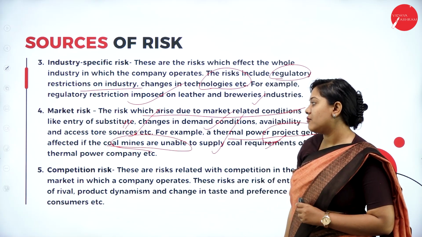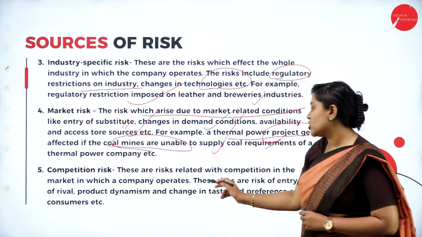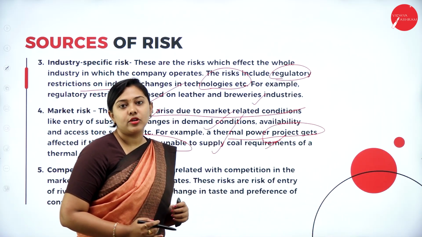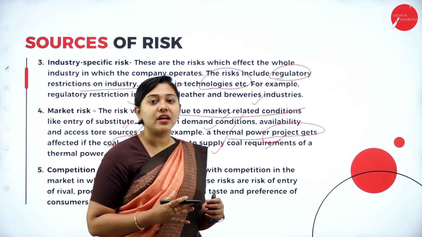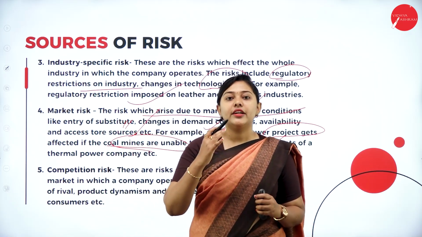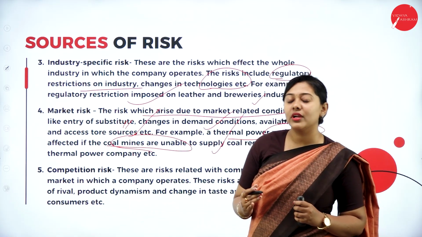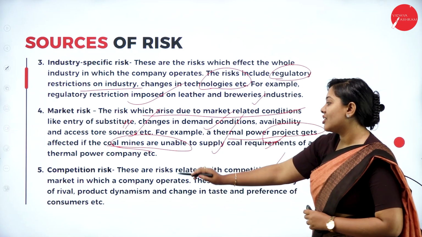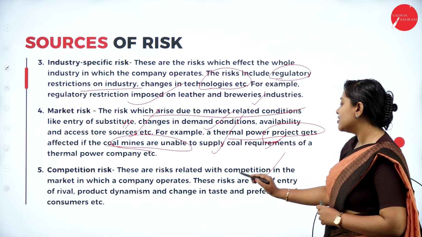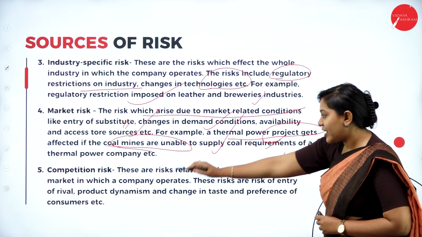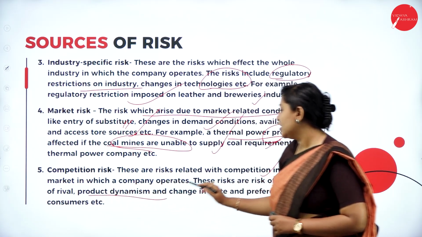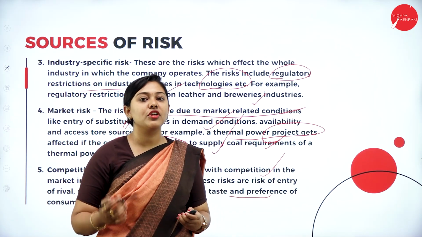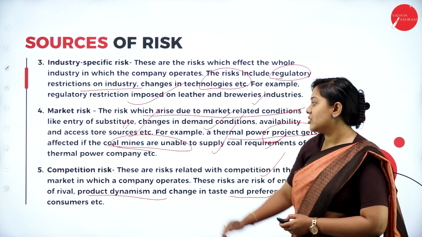The next risk we have is competition risk. Competition is very important to have a healthy and safe competition in the particular market. If you have a monopoly in the market, it will lead to poor economic conditions. So these are risks related to competition in the market in which a company operates. These include the risk of entry of rivals, product dynamics, and change in the taste and preferences of the customer. So these are the different sources of competition risk.